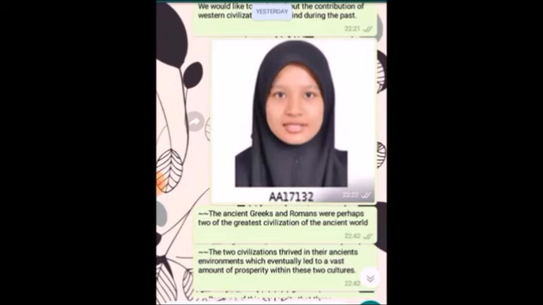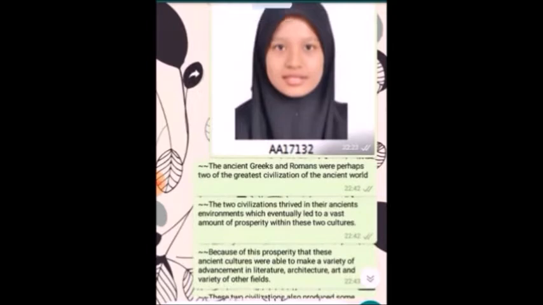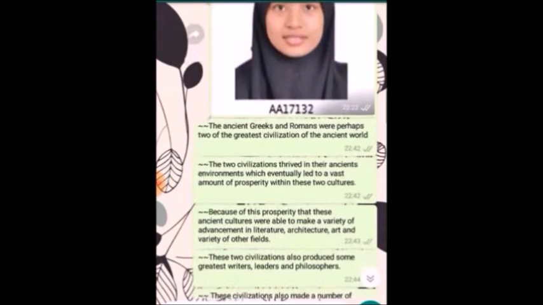I would like to explain about the contribution of Western civilization to mankind in the past. The ancient Greeks and Romans were perhaps two of the greatest civilizations of the ancient world. The two civilizations thrived in their ancient environment, which eventually led to a vast amount of prosperity within these cultures. Because of this prosperity, these ancient cultures were able to make a variety of advancements in literature, architecture, art, and a variety of other fields. This civilization also produced some of the greatest writers, leaders, and philosophers.